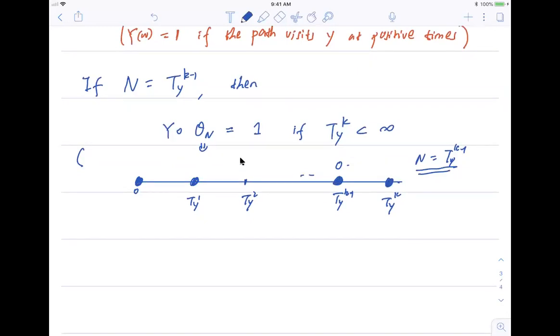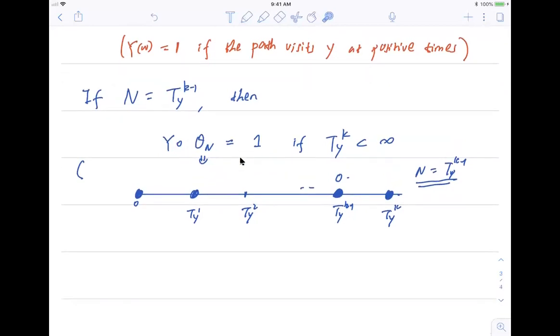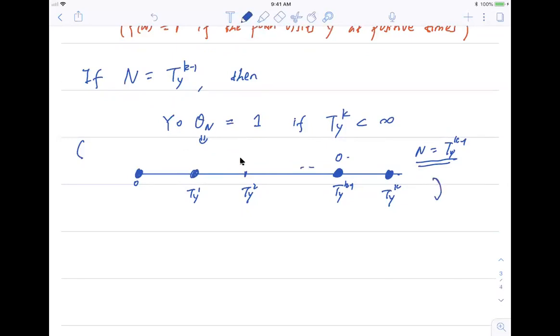So if t_y^k is less than infinity, I told you, 0 doesn't matter. If t_y^k is less than infinity, that means for this new sequence, it visits y at a positive and finite time. So this is true, and this is not just if, it's if and only if.